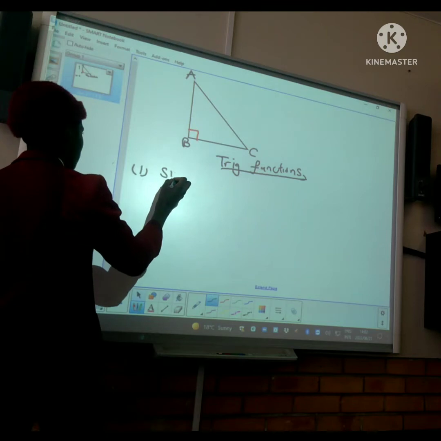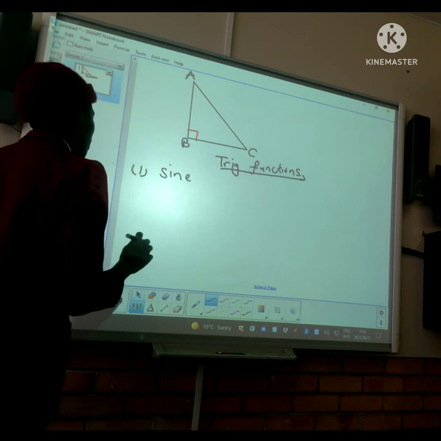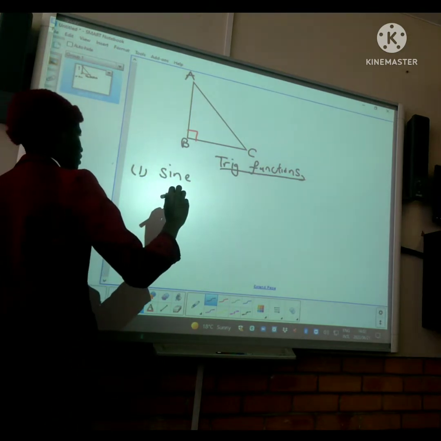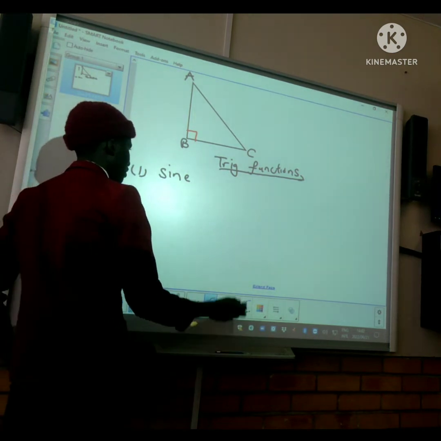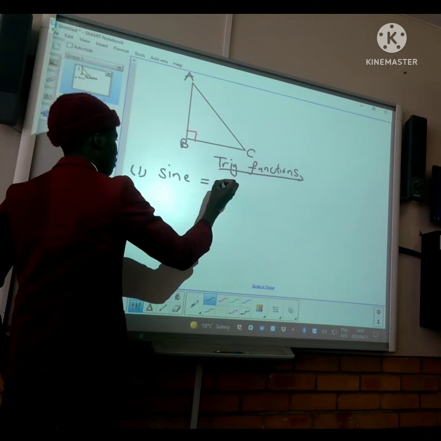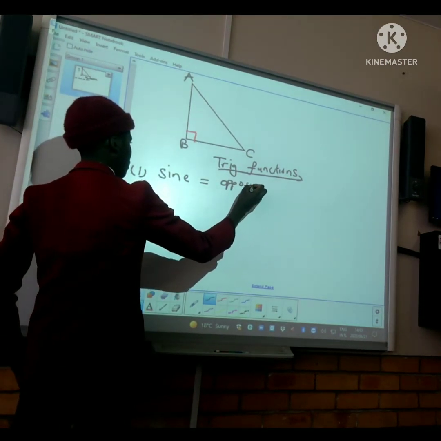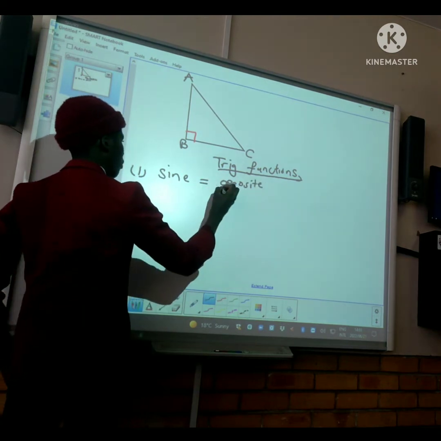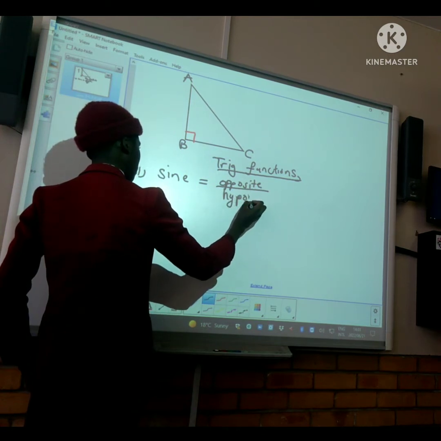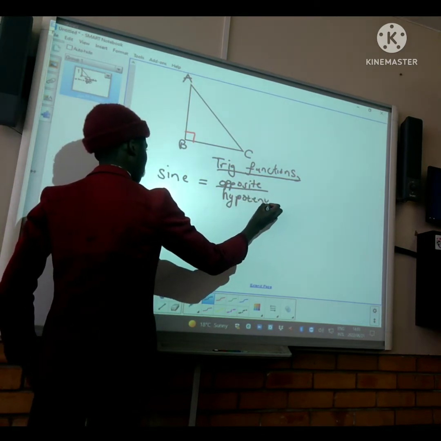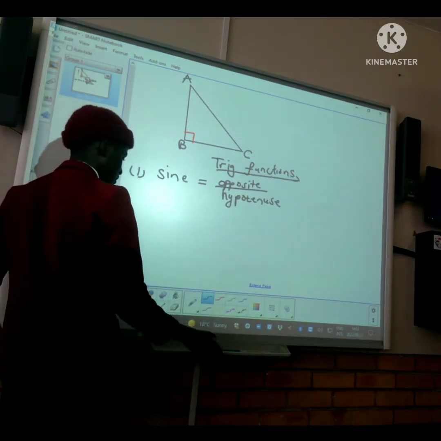The first one is the sine. So the sine of an angle is equal to the opposite side over the hypotenuse of that triangle. So that is how you calculate the sine of a certain angle. It's opposite over hypotenuse.